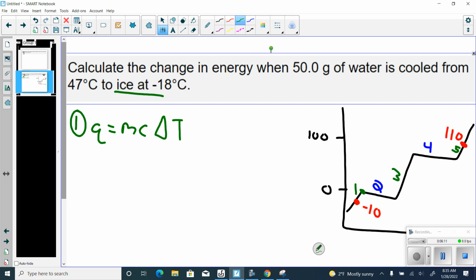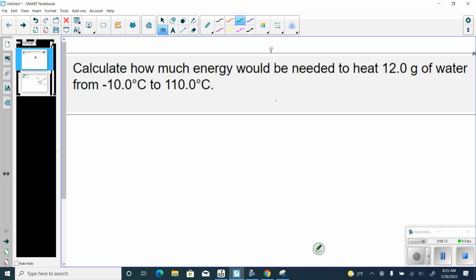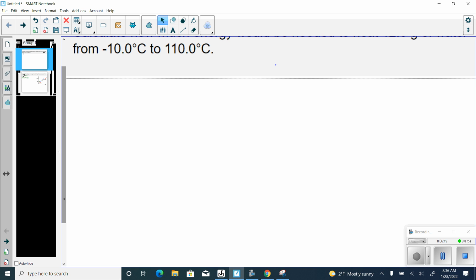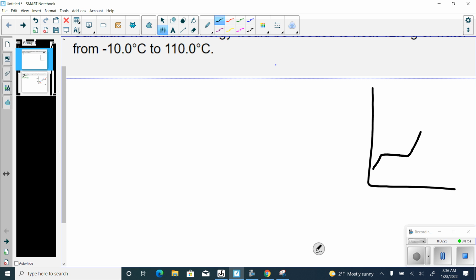Oh, am I looking at the wrong one? Sorry. Here we go. This question starts with ice and negative 10 degrees. Let me redraw this a little bit too now, sorry. Starts at ice at negative 10 degrees. I'm going to get that up to 0 degrees. Okay?